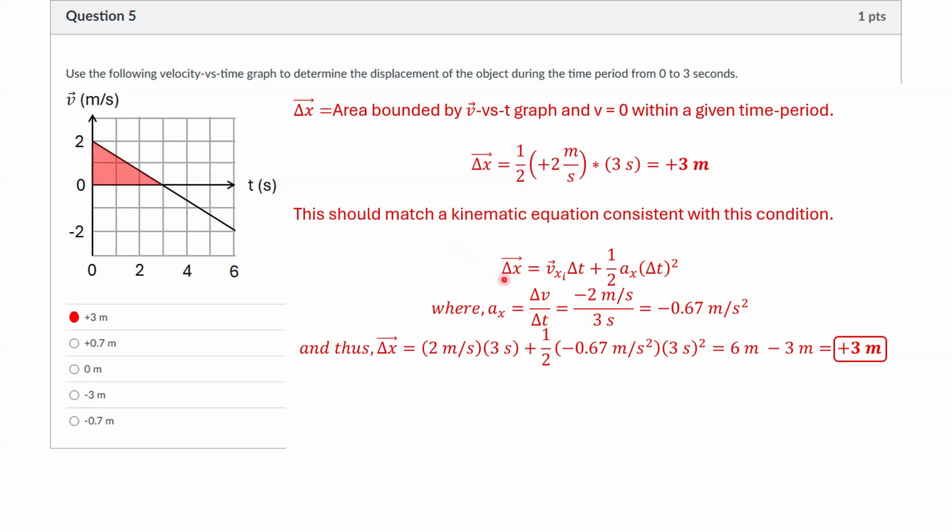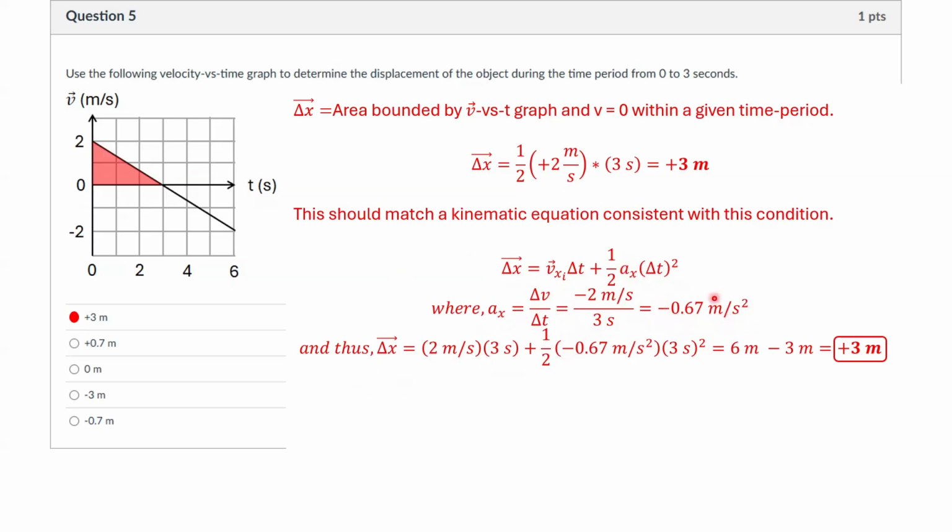Your kinematic equations tell you that the displacement in a given amount of time should be equal to an initial velocity multiplied by that change in time plus 1/2 your constant acceleration, which we happen to have here, multiplied by the period of time squared. To use this, we'd have to first determine what that acceleration was. Acceleration is defined by a change in velocity over a change in time. In our case, we went from 2 to 0. That's a change in velocity of negative 2 meters per second. It happened in 3 seconds, so our constant acceleration was negative 2/3 of a meter per second squared.